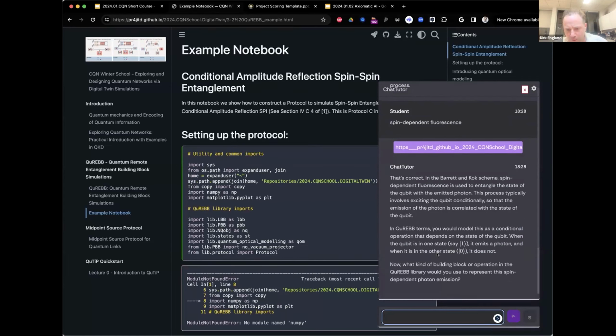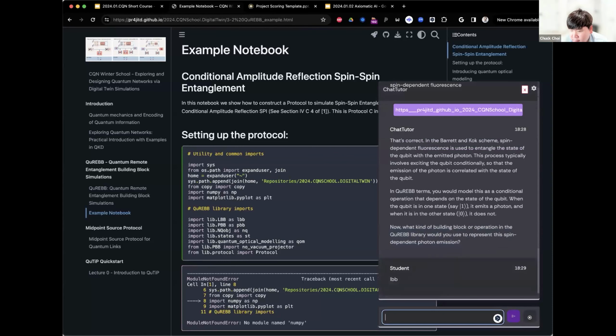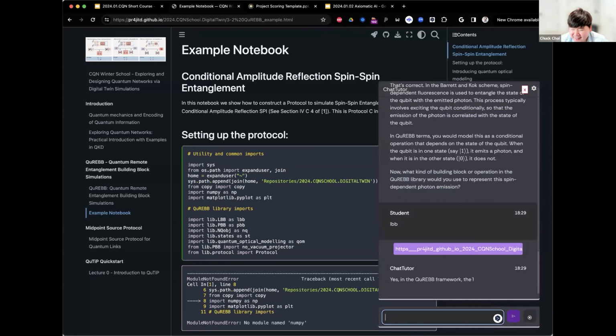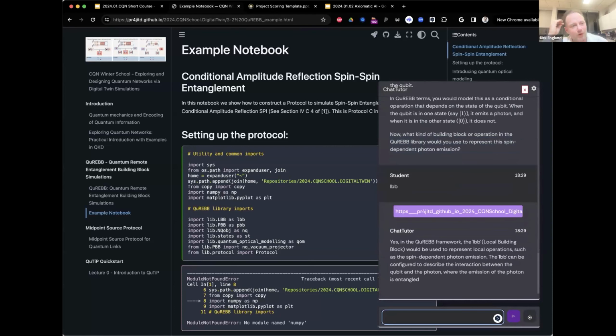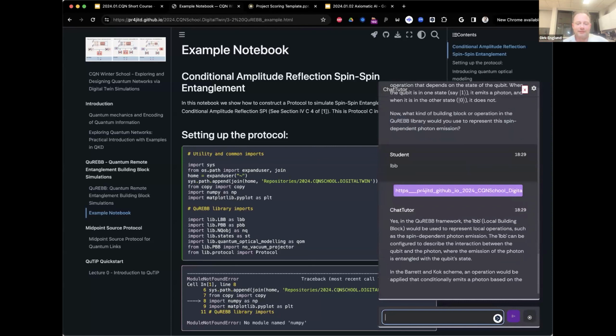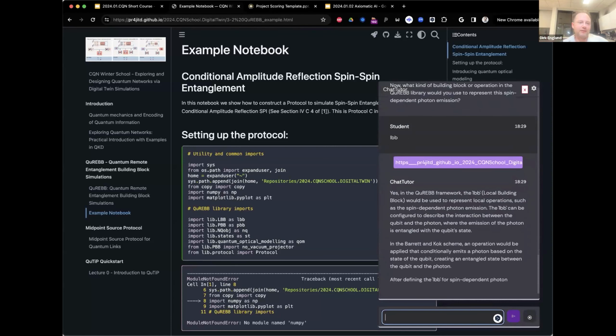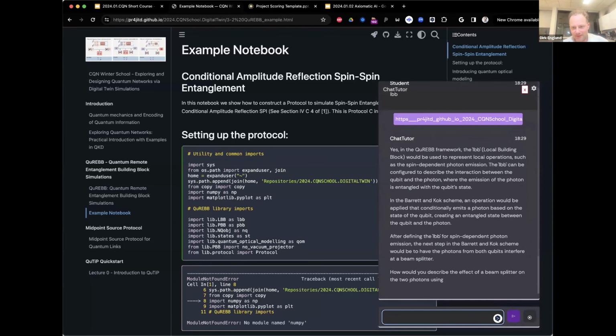Now, what kind of building block or operation in the qubit library? Chuck, what is the building block in the qubit library we should use? I think the logical building block library, LBB. Let's start from there. Yeah, so it's in tutor mode. We have to change the internal setting so that it would just answer. Right now, it's tutoring us, so it doesn't want to just give us the answer.